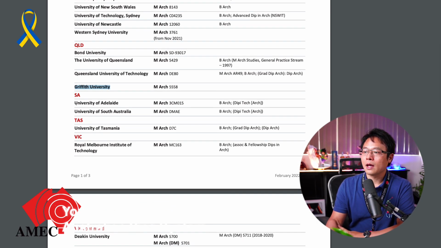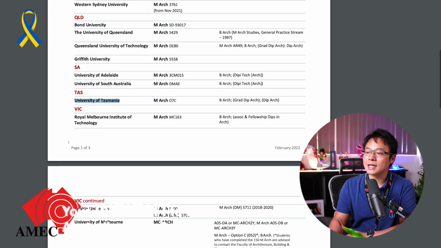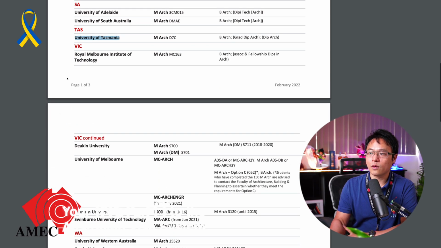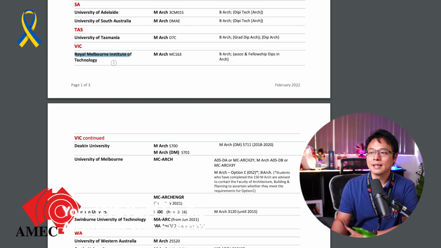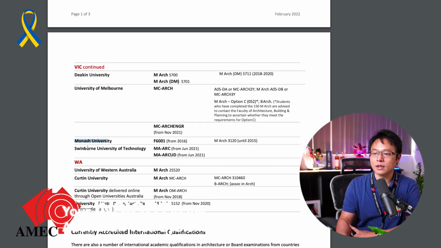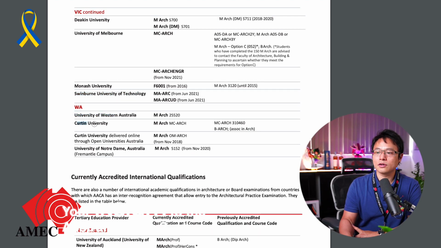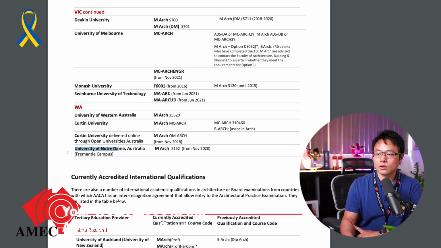South Australia, University of Adelaide and University of South Australia. Tasmania, University of Tasmania. Victoria does come with variety, so RMIT, Royal Melbourne Institute of Technology, Deakin, University of Melbourne, Monash, and Swinburne. And Western Australia's University of Western Australia, Curtin, and University of Notre Dame.